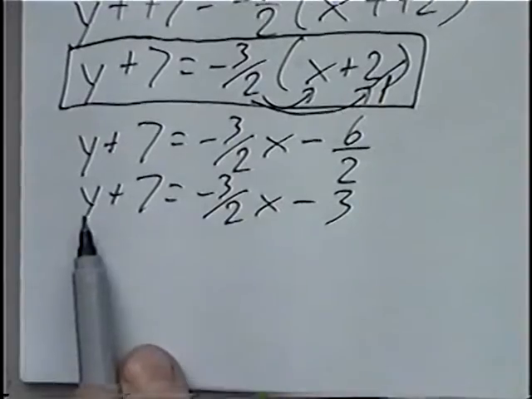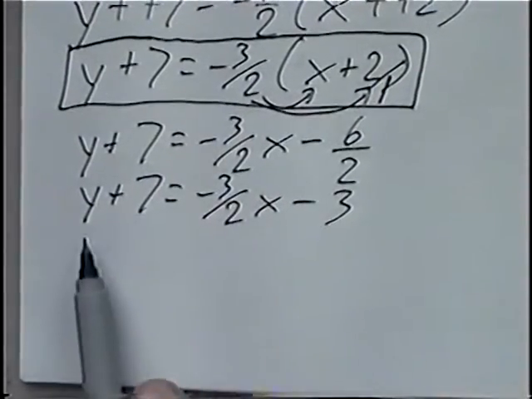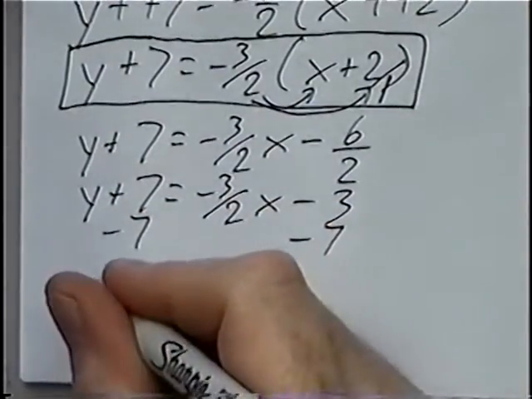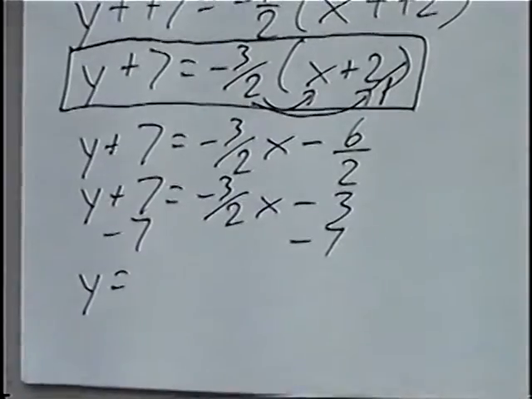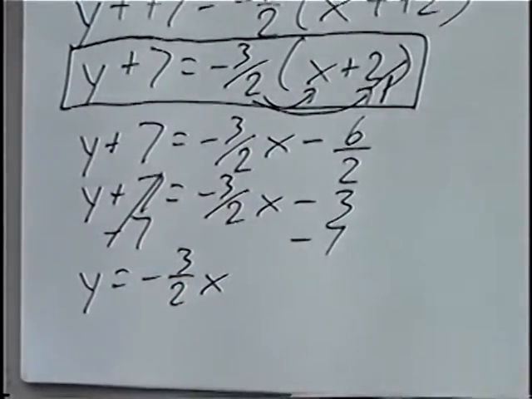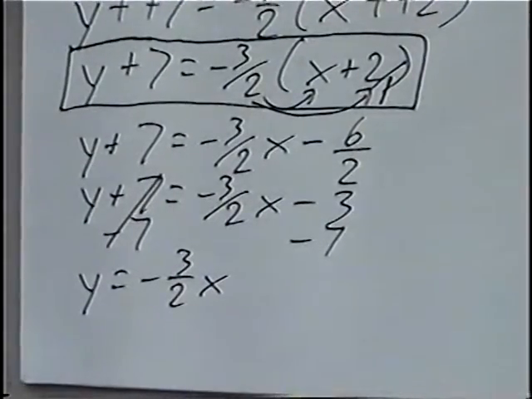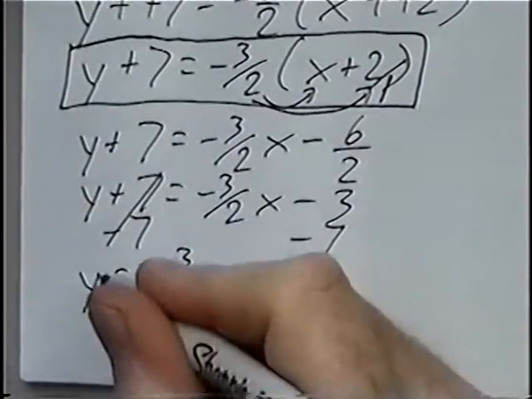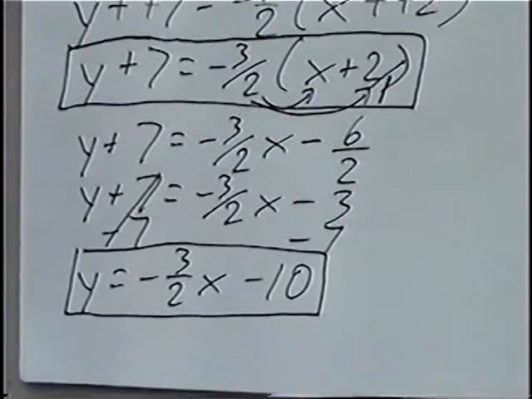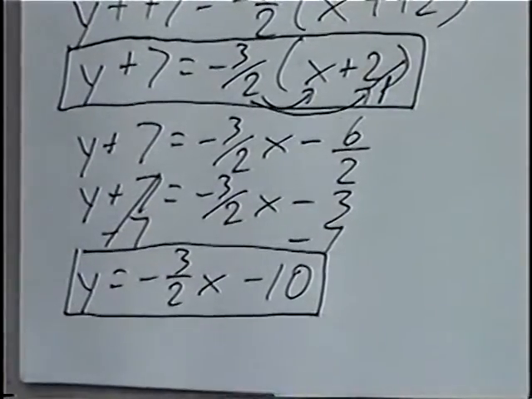And last step, to get y by itself, so where you have y equals mx plus b, or slope-intercept form, we can subtract 7 on both sides. So y equals negative 3 over 2x, and negative 3 minus 7 would be negative 10. So our second answer to the question in slope-intercept form is y equals negative 3/2 x minus 10.